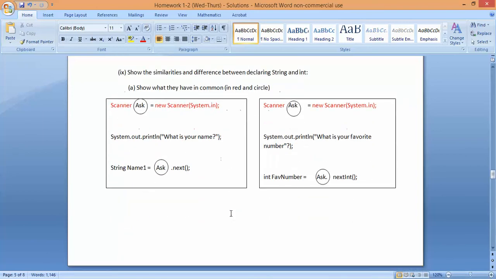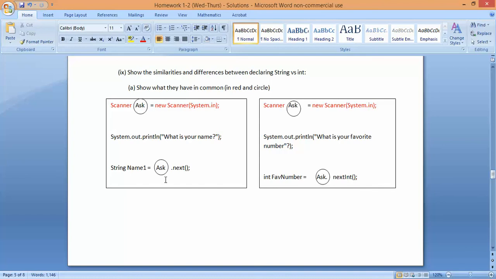So number 9, show the similarities and differences between declaring a string versus int. And show what they have in common. So what I did was, what they have in common, I put them in red and circles. To make it easier for you, I said, look, here's system.in. Here, see how I ask? So here's a next string, and here's an int, and here's next int.